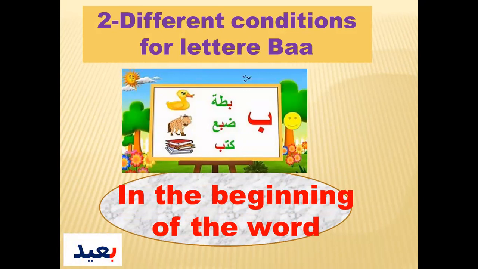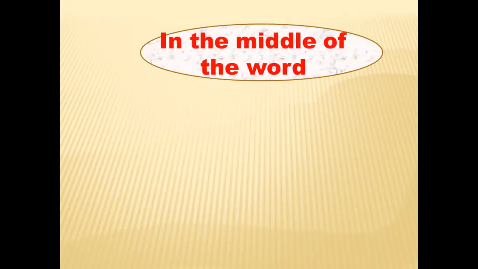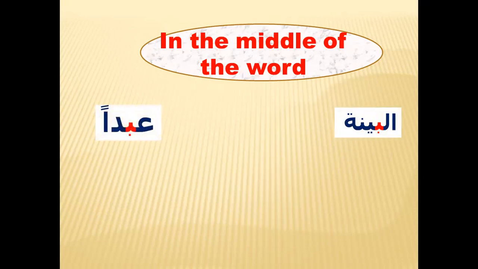To write letter B in the beginning of the word, make a line from the right, make a short stick and put one dot at the bottom. Letter B in the middle of the word, like البينة, عبداً. To write letter B in the middle of the word, make a line from the middle, make a short stick and put one dot at the bottom.